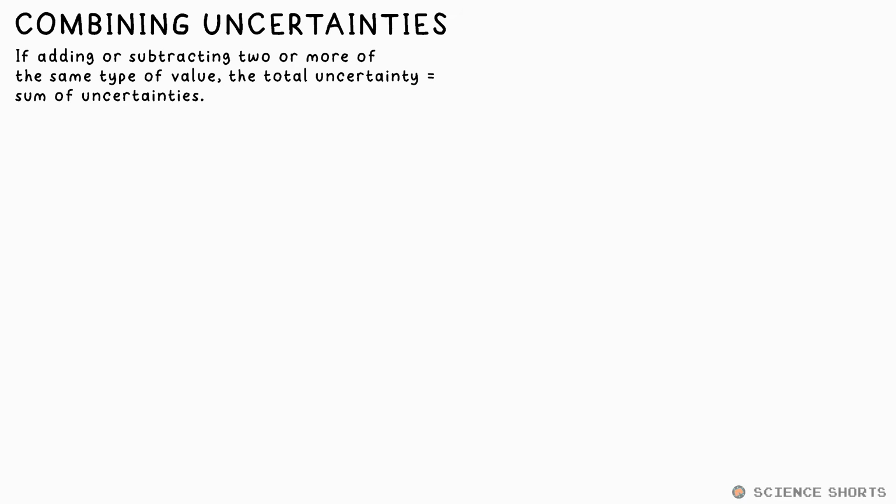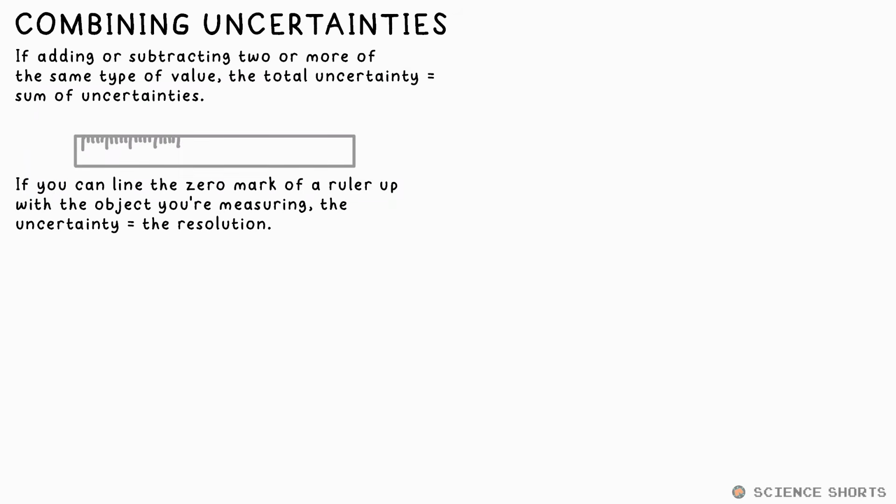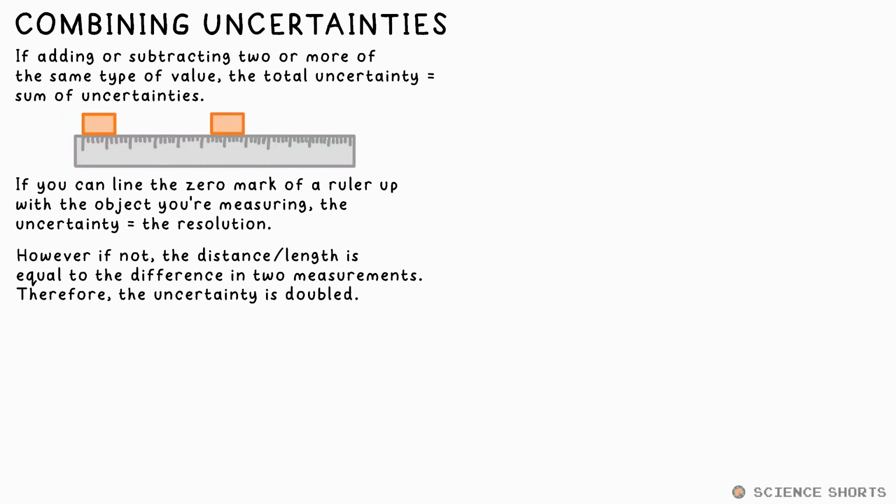If you add or subtract two values that have an uncertainty, then the total uncertainty is the sum of the two uncertainties. If you're using a ruler that you can move so the zero can be lined up with the edge of whatever you're measuring, the uncertainty will be equal to the resolution. However, if the ruler can't move and you have to find the measurement by finding the difference between 2 points, then the uncertainty will be double the resolution.